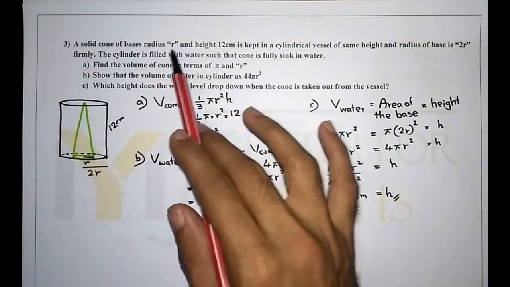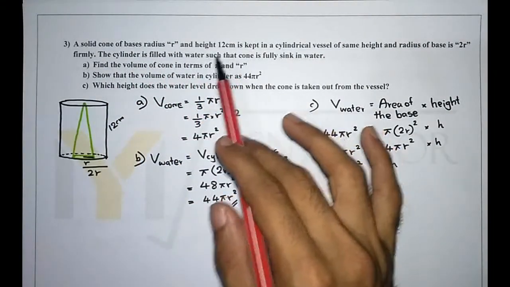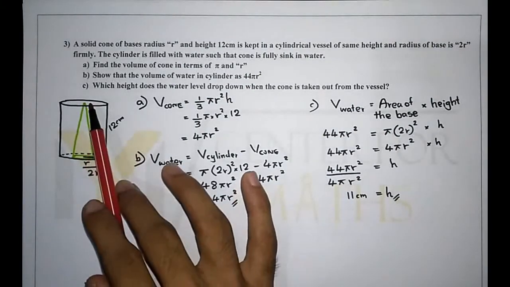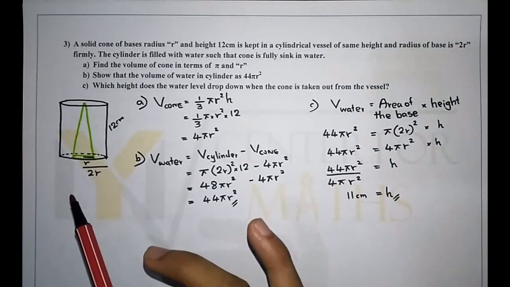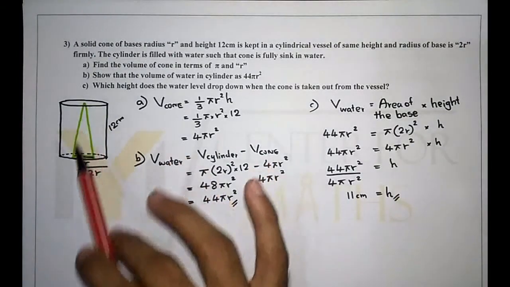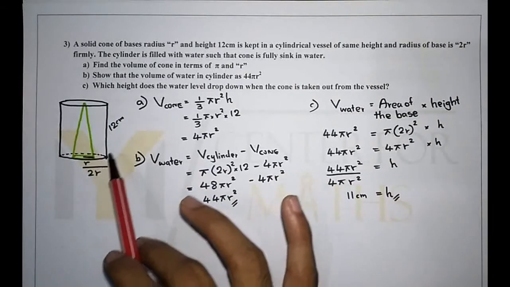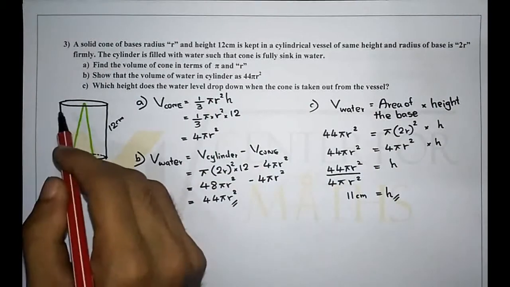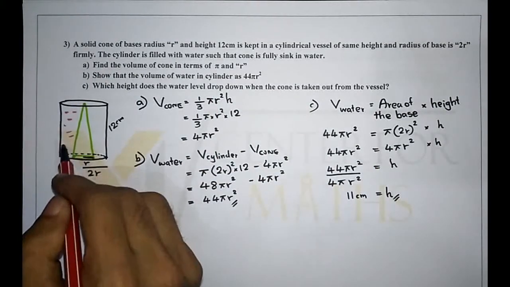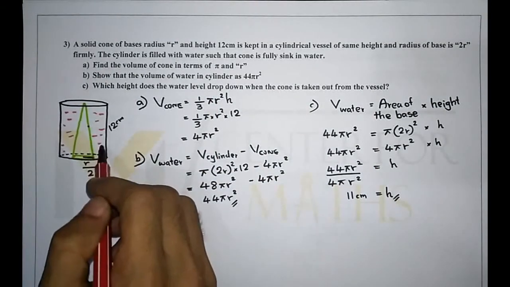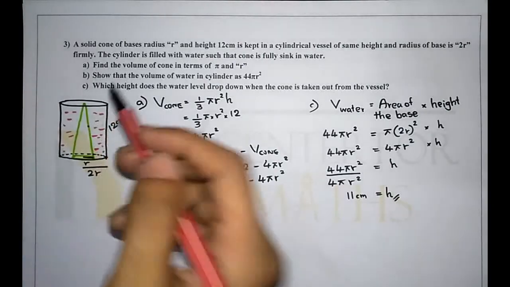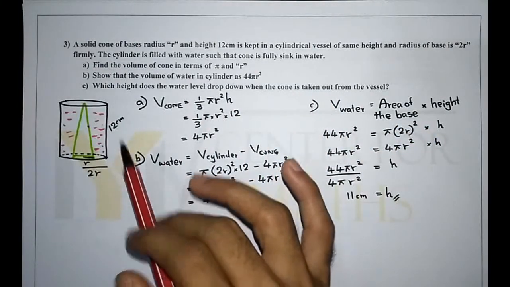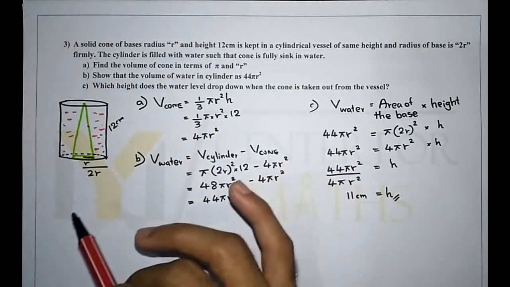A solid cone of base radius r and height 12 centimeters, so you can see that the base radius is r and the height is 12 centimeters, is kept in a cylindrical vessel of the same height. The height is the same, right? The cylinder also has height 12 and the radius is 2r. The cylinder is filled with water such that the cone is fully sunk in water. You can see that now.